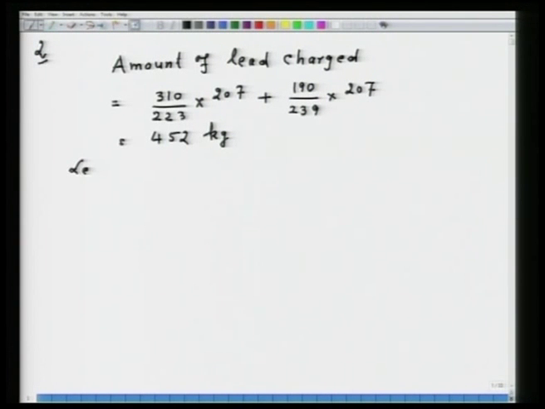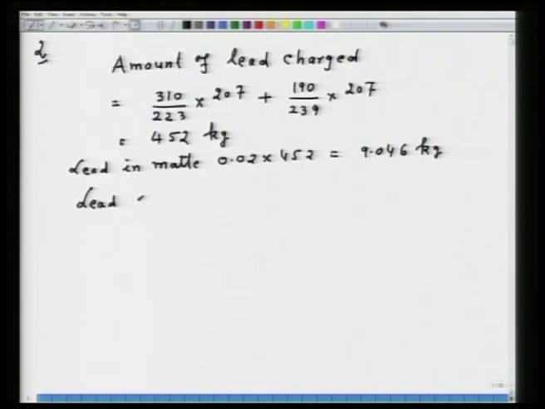Now, lead in mat as per the problem is 0.02 into 452. So, you have lead in mat as 9.046 kg as per the statement of the problem. So, amount of lead produced, then there is no loss anywhere. So, amount of lead produced will be 452 minus this. So, the answer would be 443.26 kg. That is the answer when it says that you have to calculate the amount of lead produced.